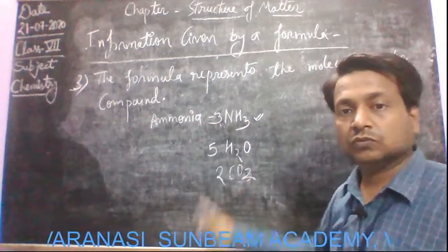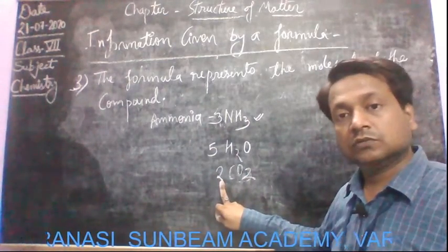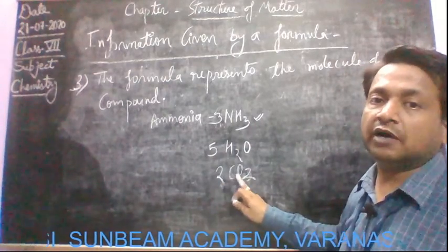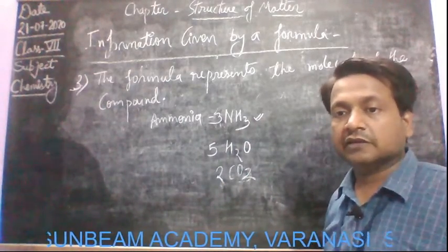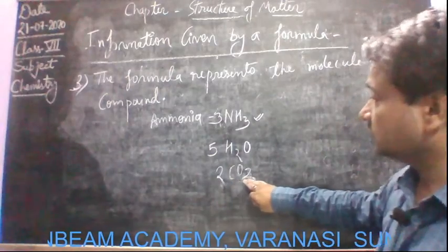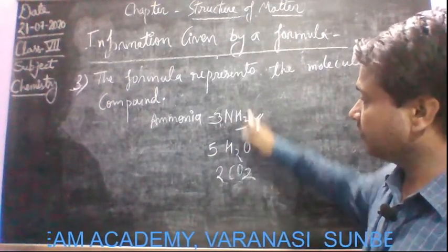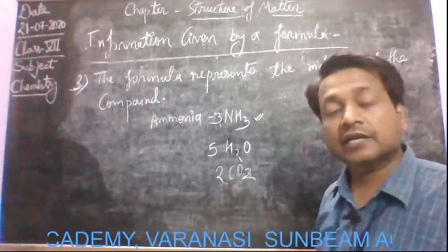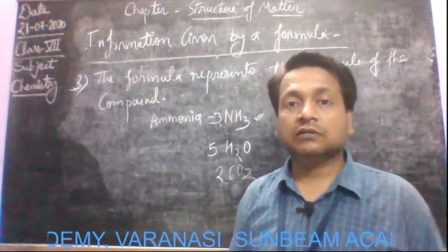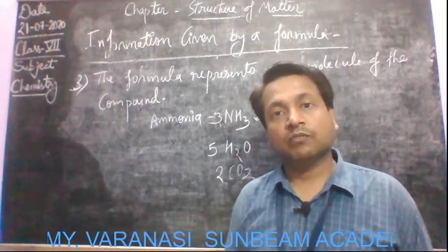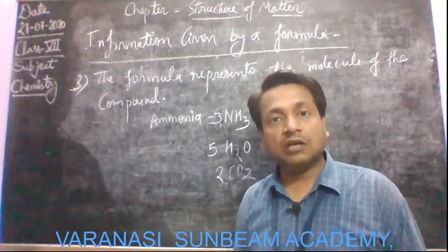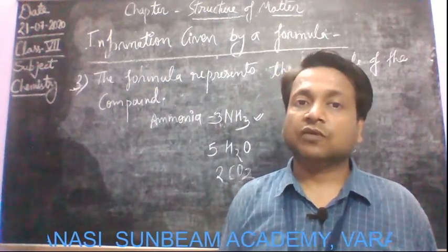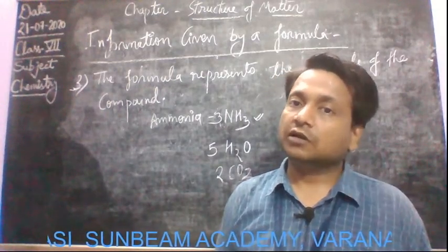CO2, 2 is mentioned here. It means 2 molecules of carbon dioxide. So this is the formula of different compounds which are going to indicate to us the number of their molecules, and all this information we can get only from the formula of the compound.